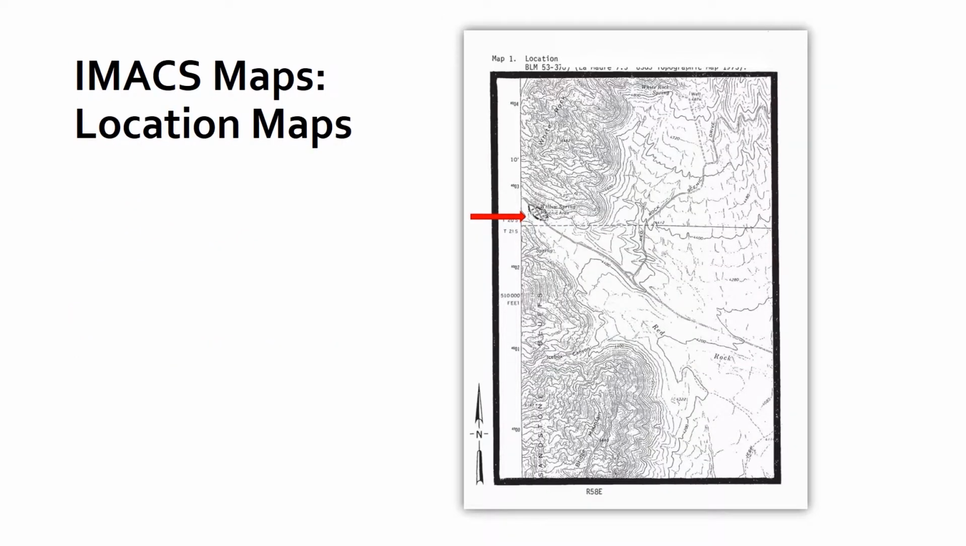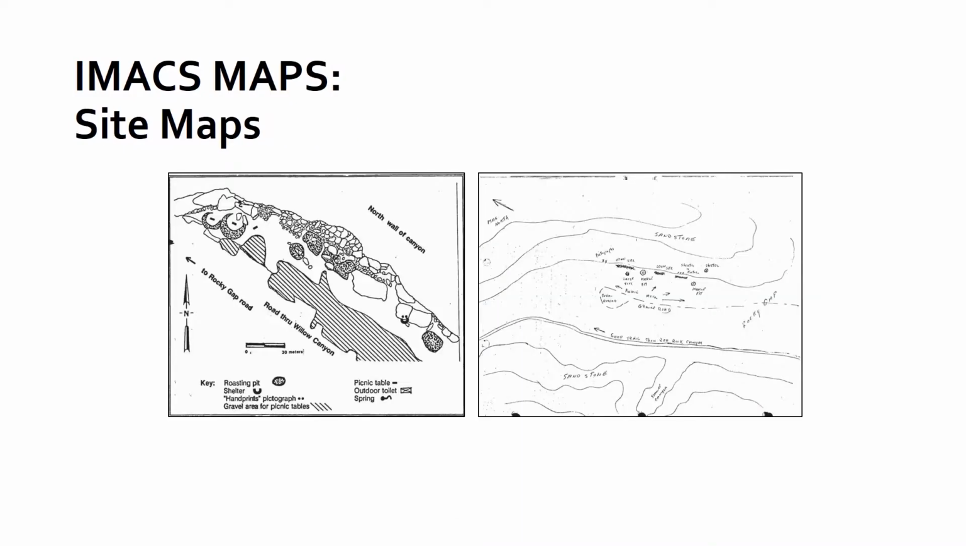Most good site records, or IMACS forms, come with a location map and a site map. The site map is a more detailed version of the map that shows you where artifacts and features are located.